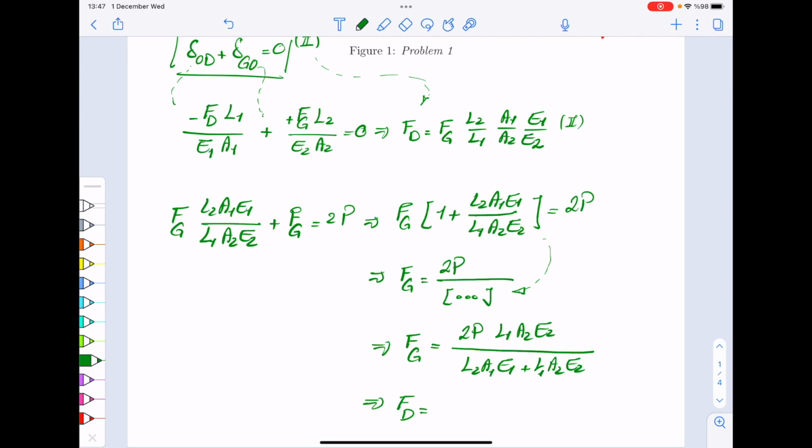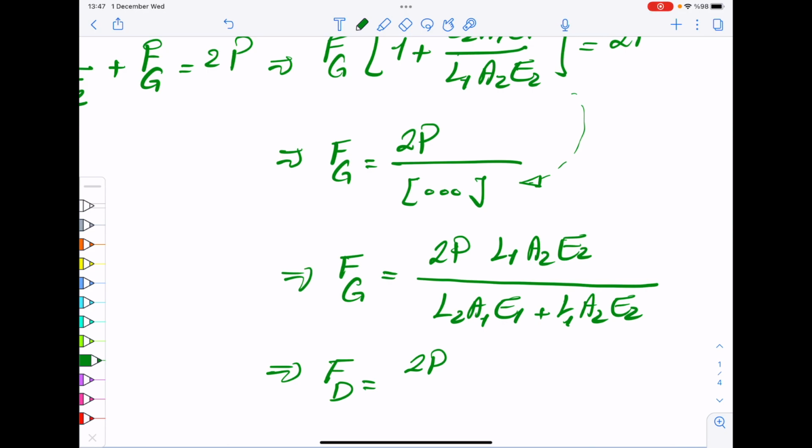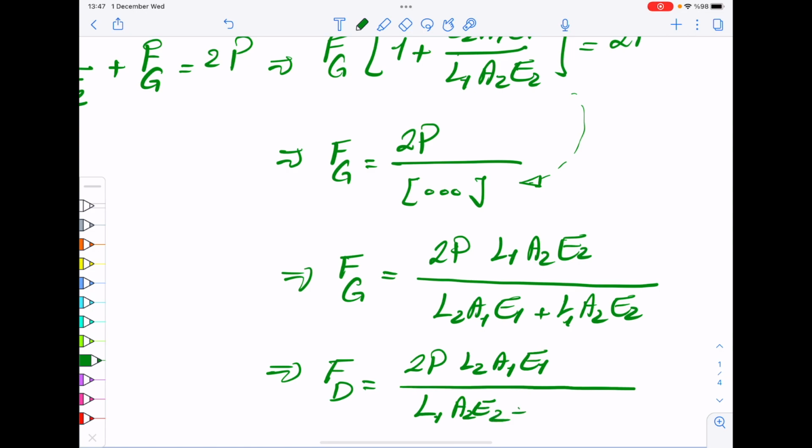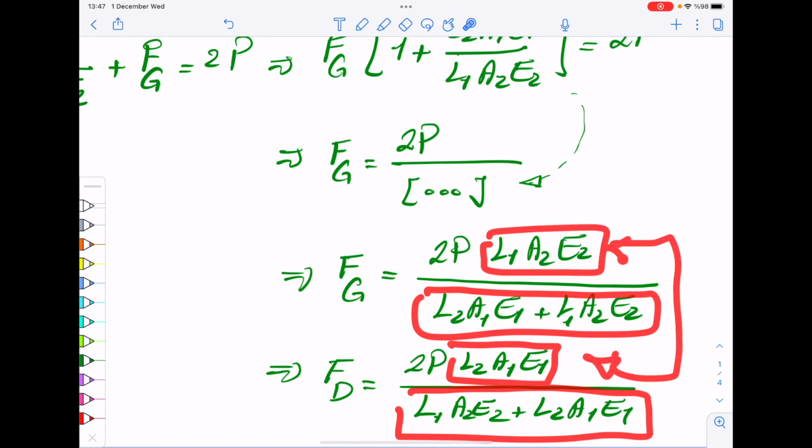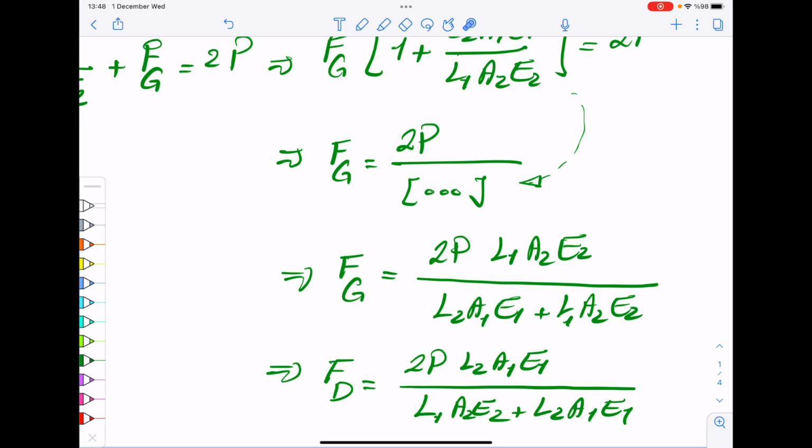So FD would be 2P L2 A1 E1 divided by L1 A2 E2 plus L2 A1 E1. You can also compare the two relations. They are not too unrelated. If you look at the denominators, they are similar. It's just that the numerators do the opposite thing. So obviously, if you add them up, you get 2P.